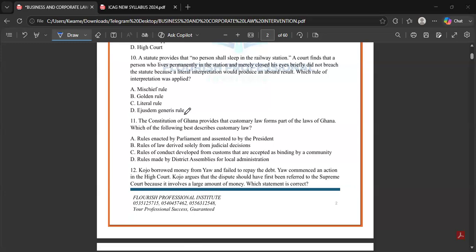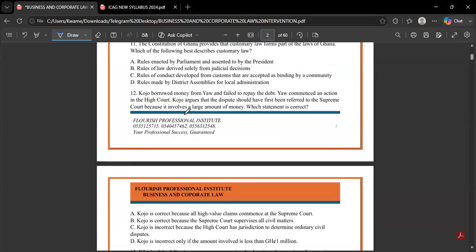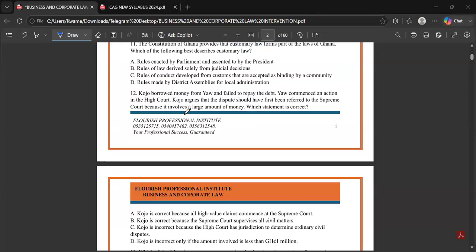Okay. Question 11. The Constitution of Ghana provides that customary law forms part of the laws of Ghana. Which of the following best describes customary law?